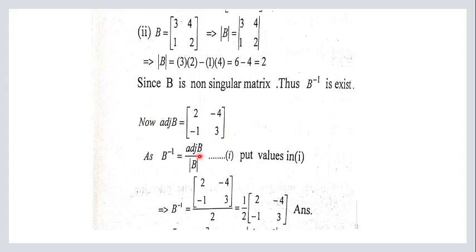Now what is the formula? Formula is B inverse is equal to adjoint of B divided by determinant of B. So we will just put the values. Adjoint of B is 2, minus 4, minus 1, 3. We will write the adjoint of B over here, and then divide by the determinant of B, which is 2. Now in the next step, we simply need to divide each and every element by 2, and this will be your answer.